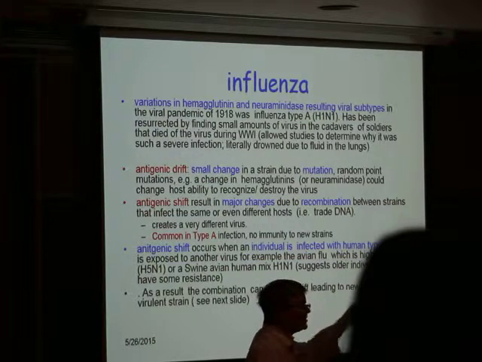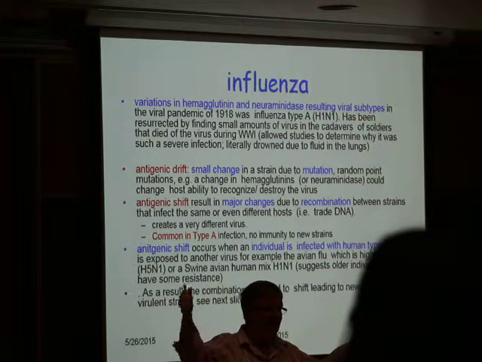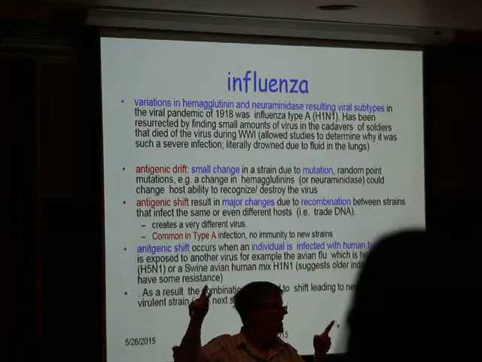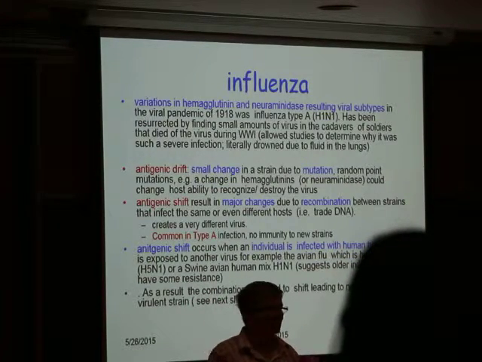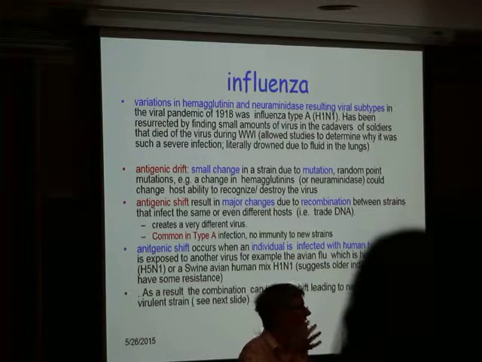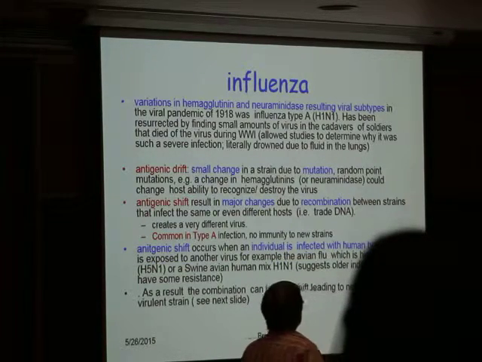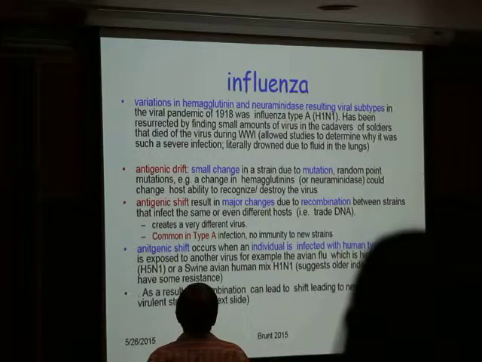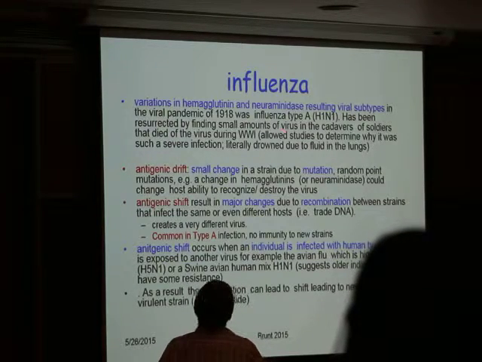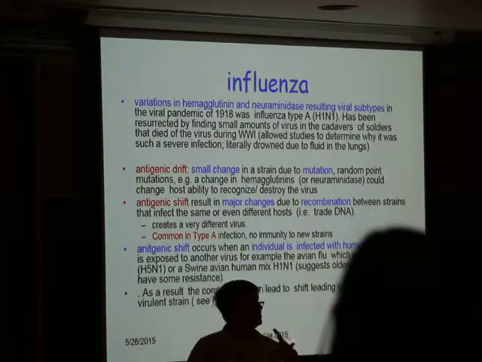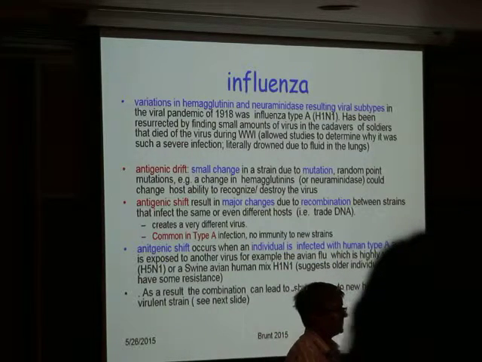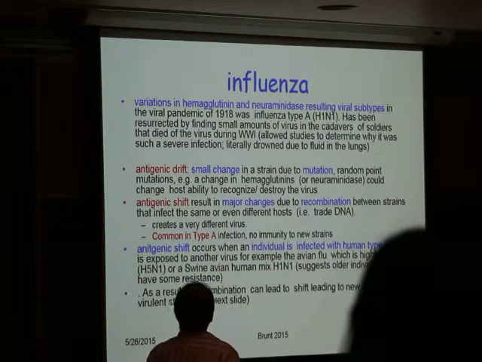So basically, H is hemagglutinin, N is neuraminidase. The number after it is the subtype. So you can have H1N1, H1N9. So they're basically different subtypes of those two spikes. This was a particularly bad influenza because literally it caused people to drown as a result of the damage done to the lungs.